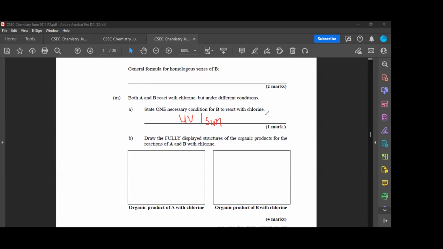Now it says draw the fully displayed structure of A and B when they react with chlorine. So what would happen in this reaction with A? What would happen in this reaction with B? Sir, the double bond in A would react with the chlorine.